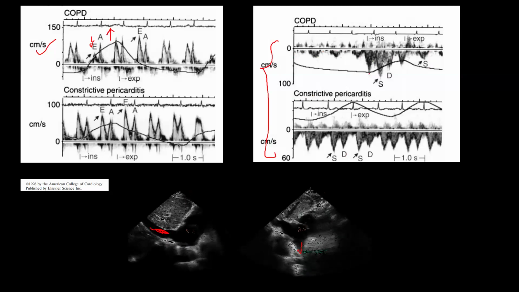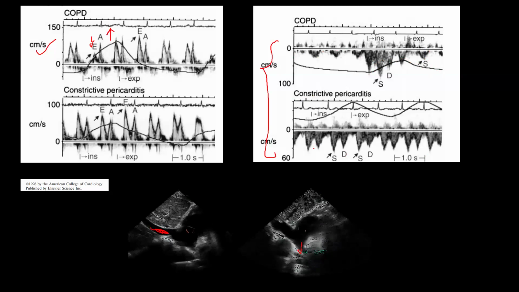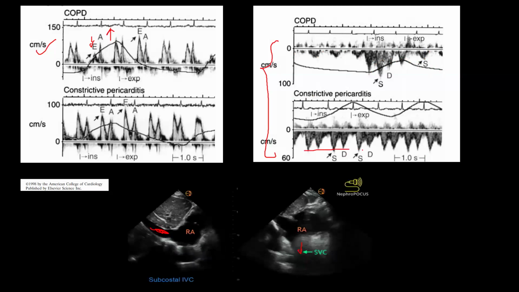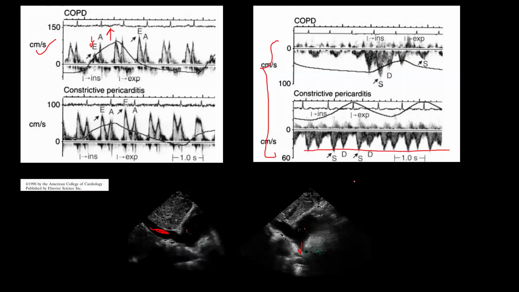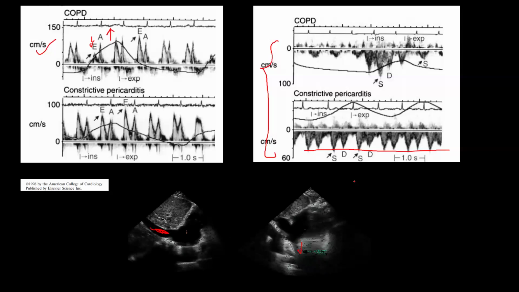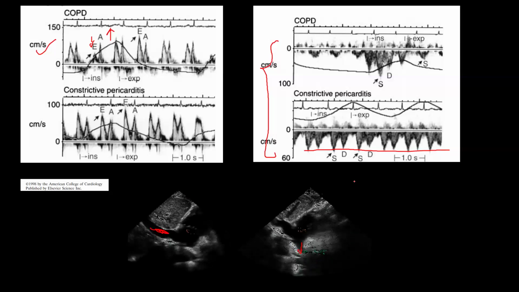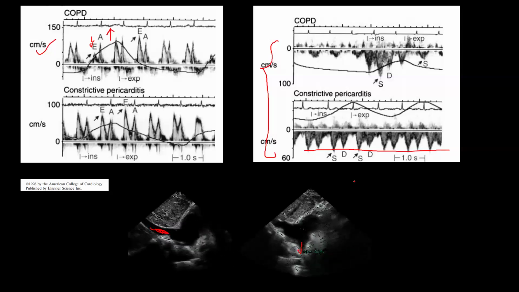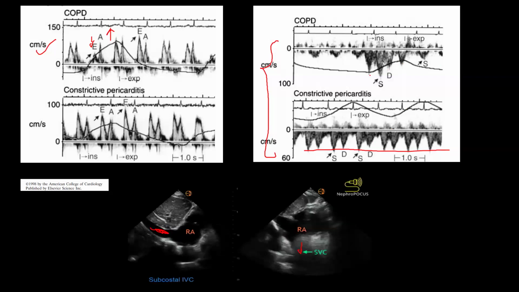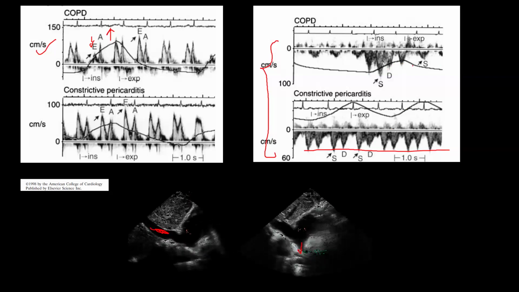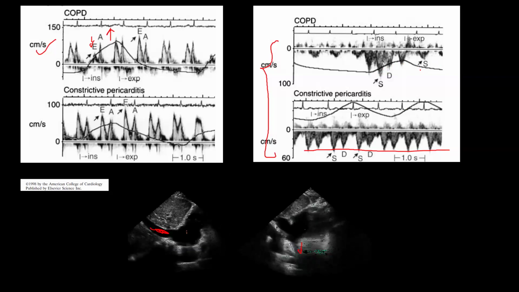Here, during inspiration, it increases a lot. During expiration, it decreases a lot. But look at constriction. It's kind of fixed during inspiration and expiration. So the forward flow from the SVC into the right atrium is fixed in constrictive pericarditis. لكنه it is exaggerated changes during inspiration and expiration in COPD.